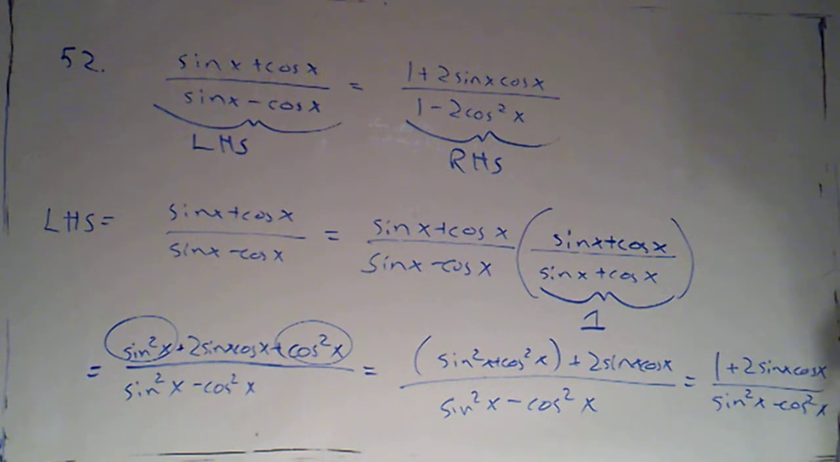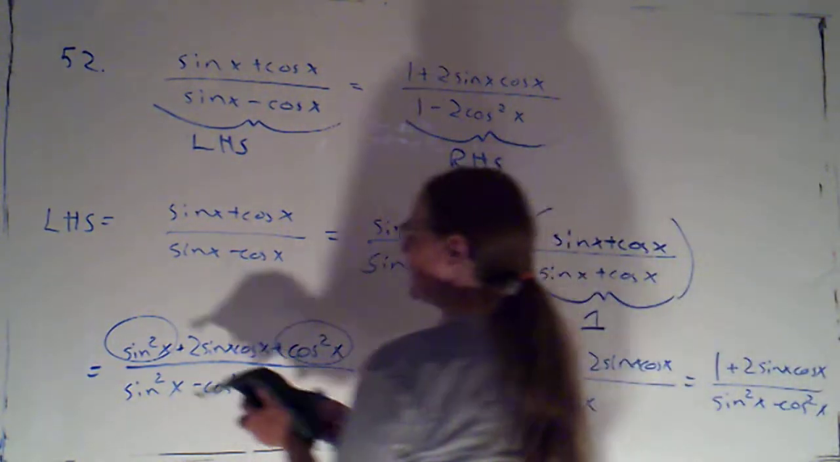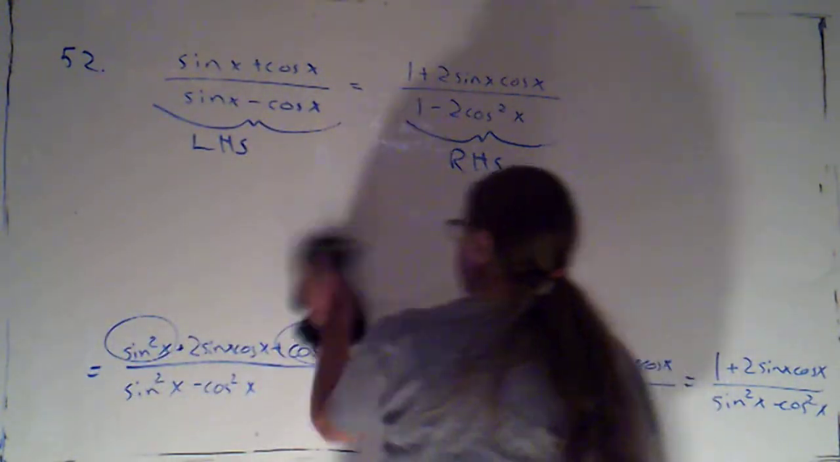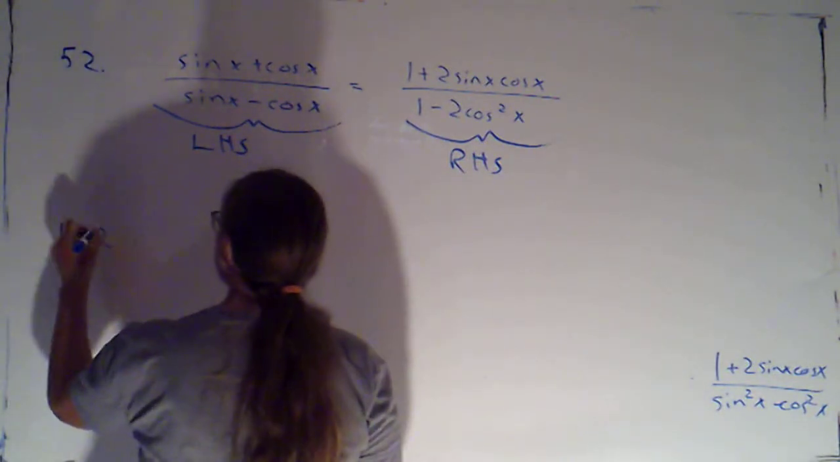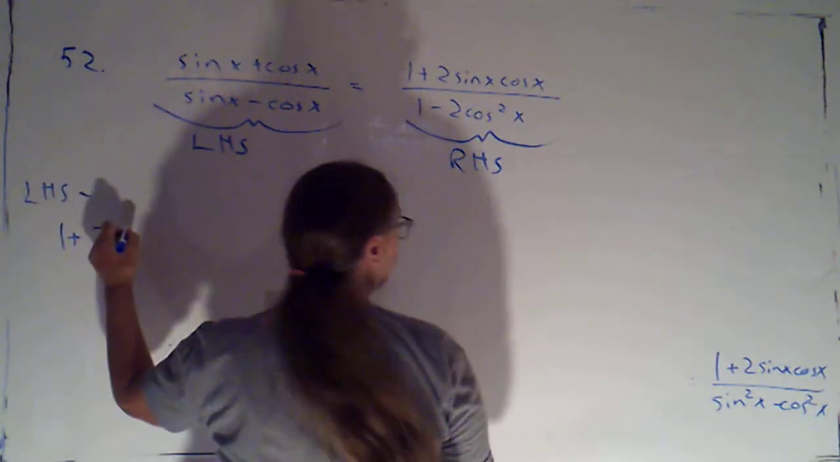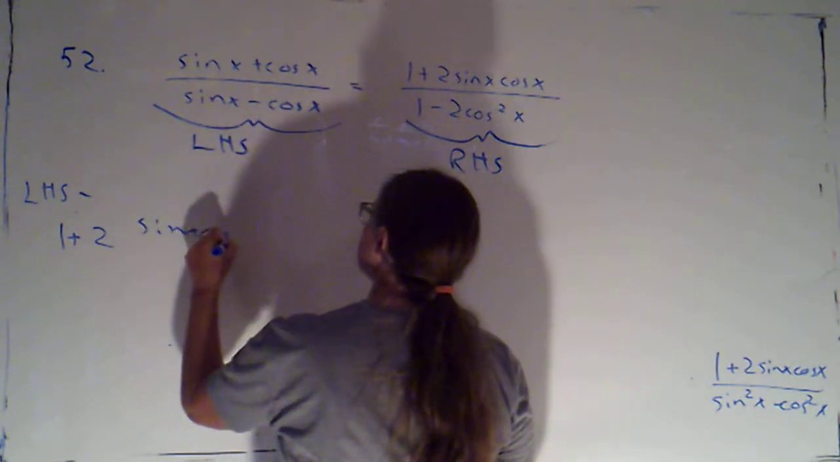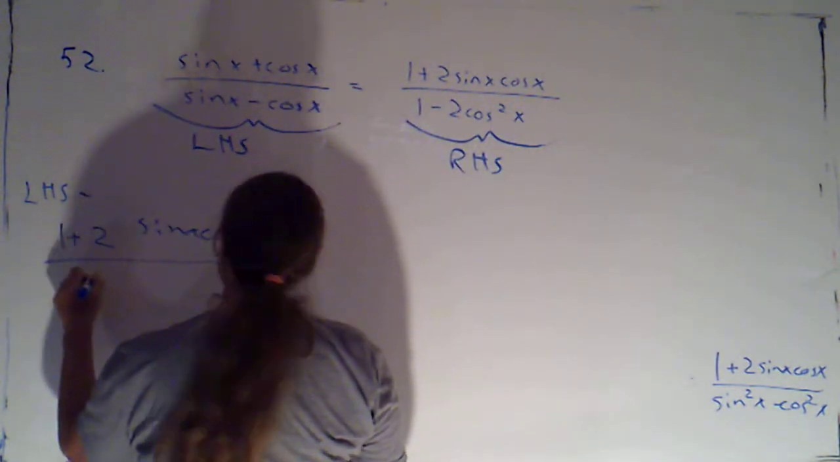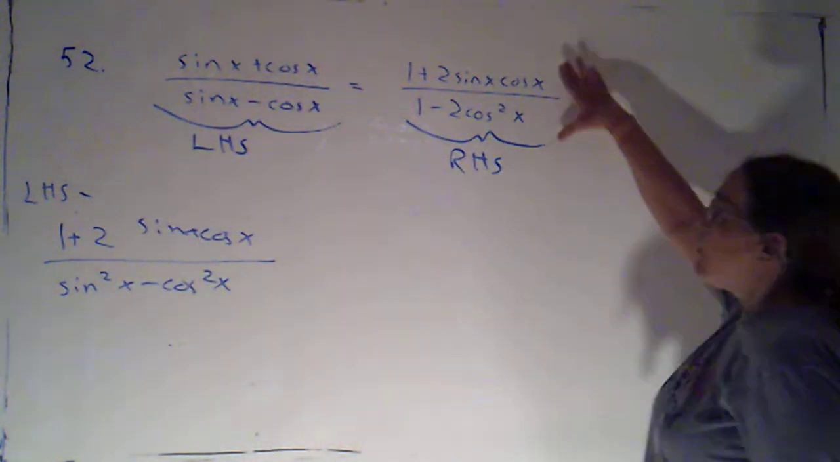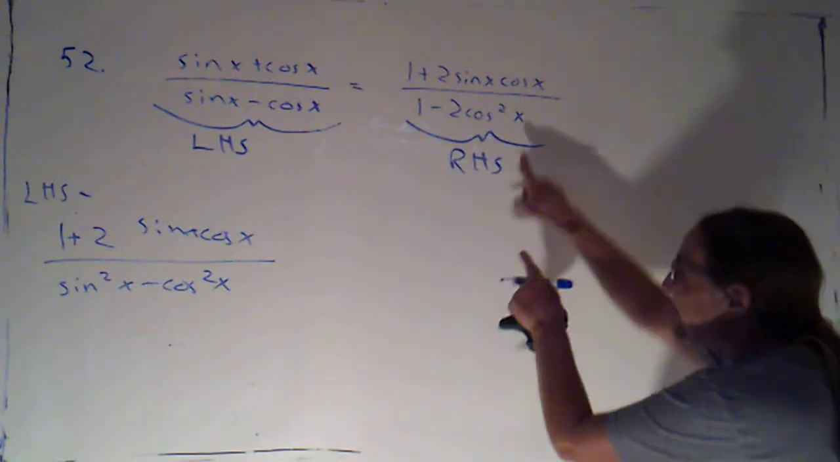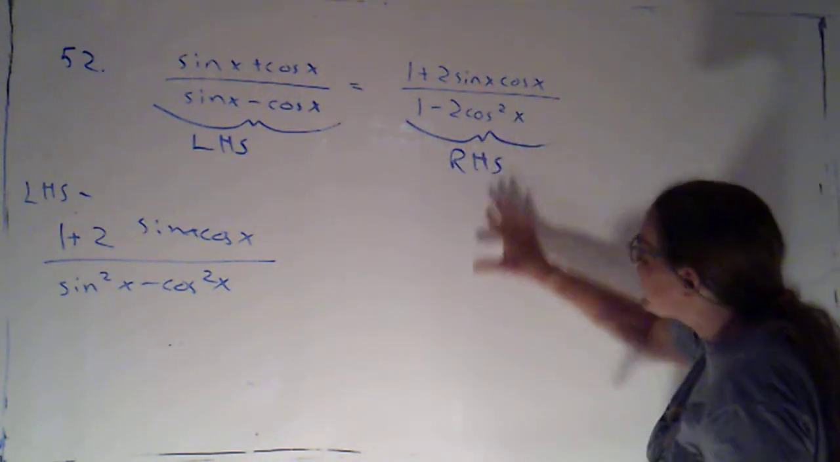x. Okay, so let's see. I can either keep going or I can work with the right-hand side. I think I'm actually going to keep going. So let me just copy up here since I've run out of space. We've gotten to 1 plus 2. So this was the left-hand side. It equaled 1 plus 2 sine x cosine x over sine squared x minus cosine squared x. Okay. And while I don't yet know that it's equal to this, I know that's what I'm trying to prove. So I can sort of look here and say, I want to change that denominator.